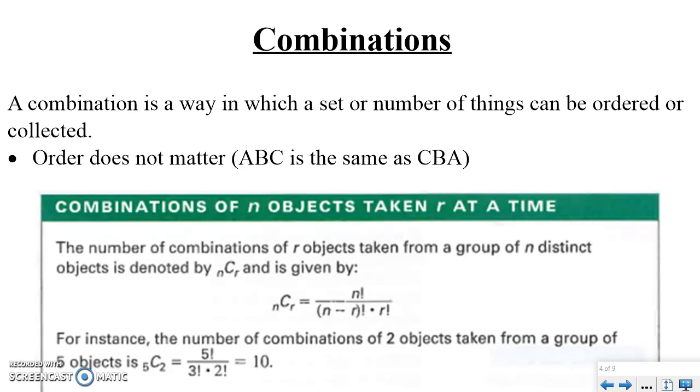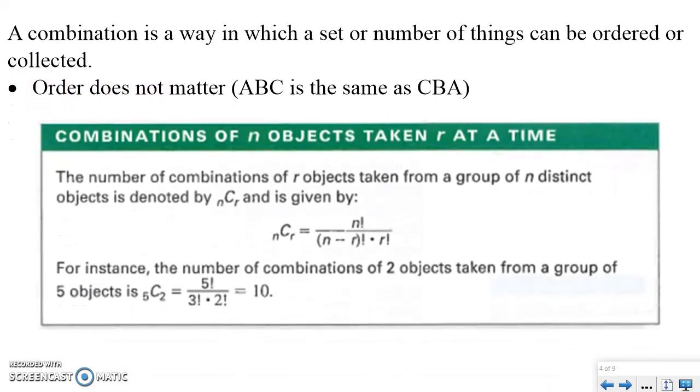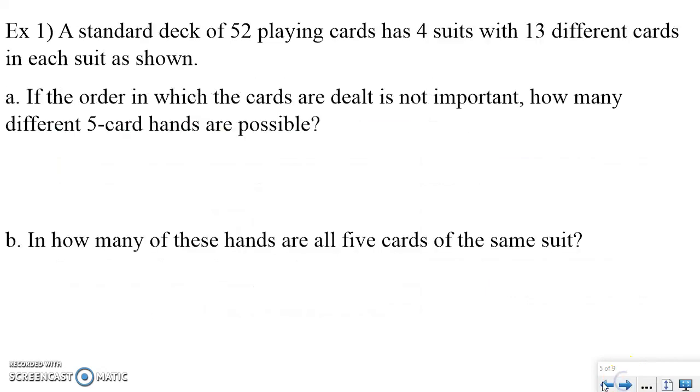So if I have the same three letters, for example, A, B, C, and C, B, A, those are the same. So we don't want to count that twice. So there's a big difference between combinations and permutations. The formula is very similar. The only difference is we're adding an r factorial there. Again, there's a key on your calculator that'll help you out with this.